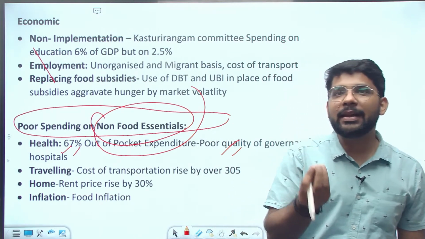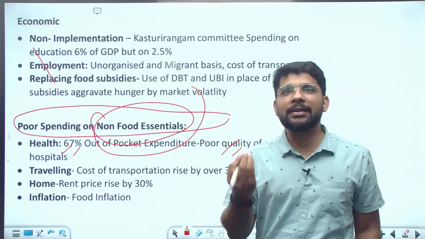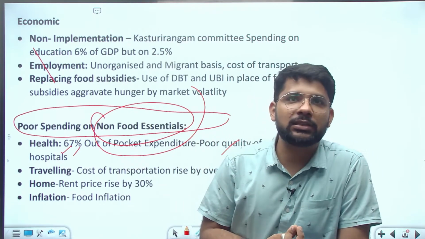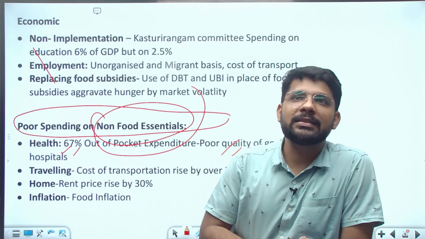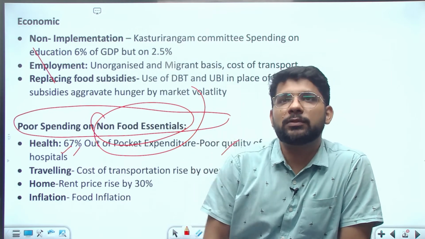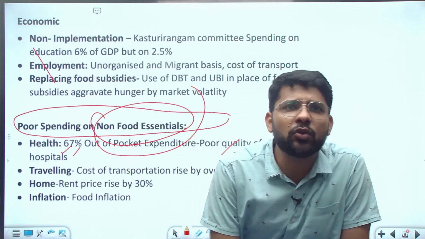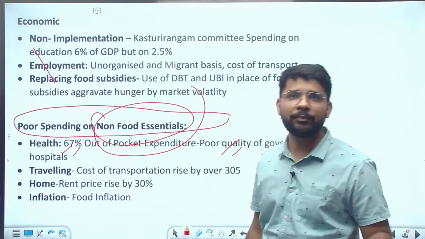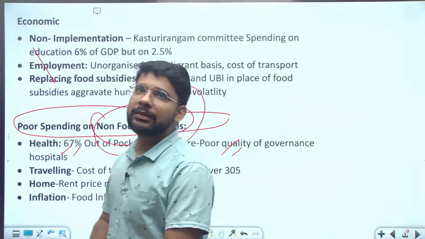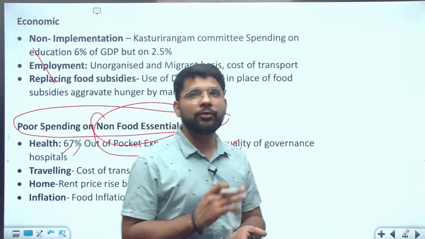So my earning has become very less. My spending on the non-food essentials has increased. And this leads to a divergence between poverty and hunger. Yes, we need to work on the health infrastructure and the skill knowledge. Yes, so this is the core demand of the question.